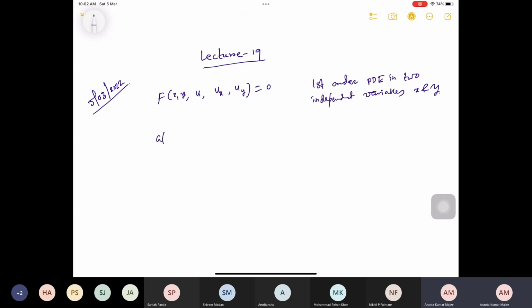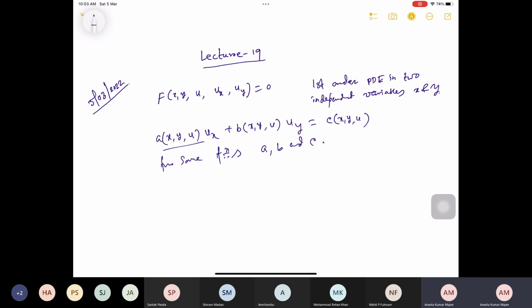So it is something like that: a of x, y, u times ux plus b of x, y, u times uy equals some c of x, y, and u, for some functions a, b, and c. These are the coefficients. If you look at the coefficient, it does not depend on the derivative ux. A is a function which depends on x, y, and u, and so on. So we'll study this kind of PDE.